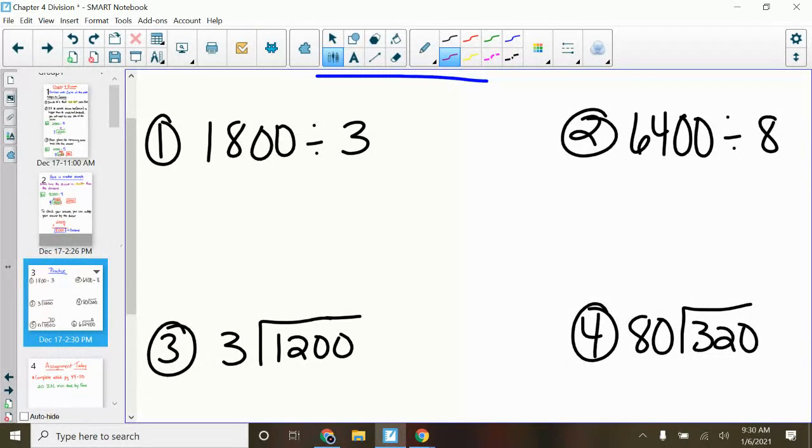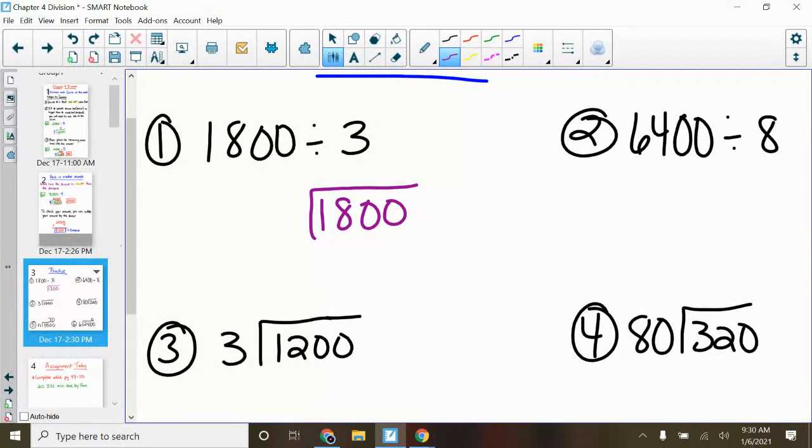So first you have to line up your numbers. Okay, so tell me what's going to go inside the box? The 1800. Yeah, so I'm going to rewrite this and I'm going to put 1,800 inside my box. And what do you call, Asher, that number inside the box? 1800. Yeah, but what's it called? The dividend. Yeah, good.